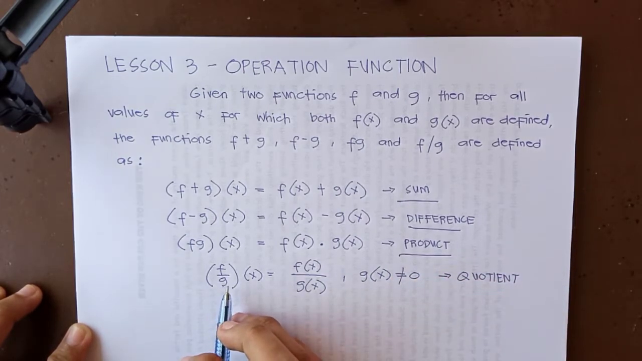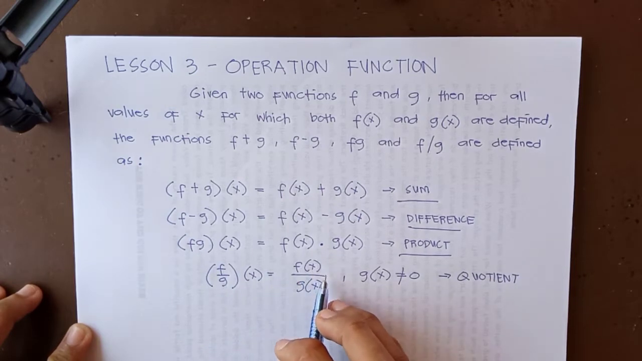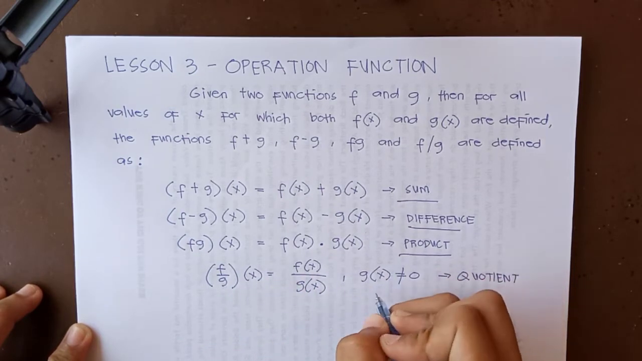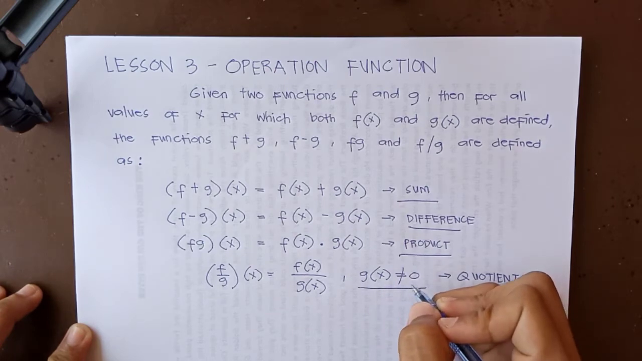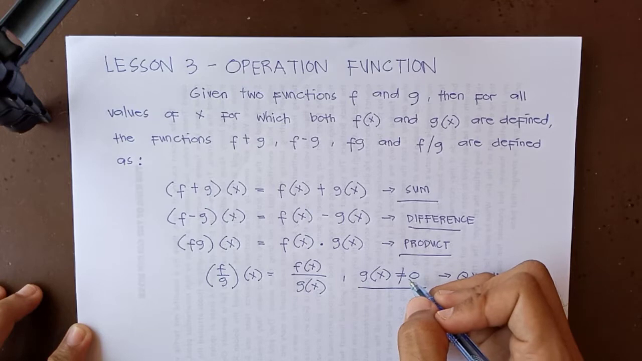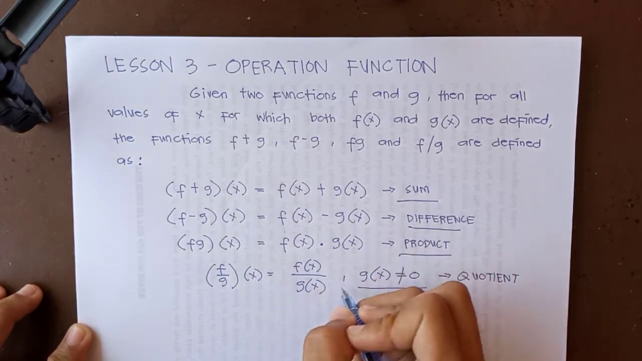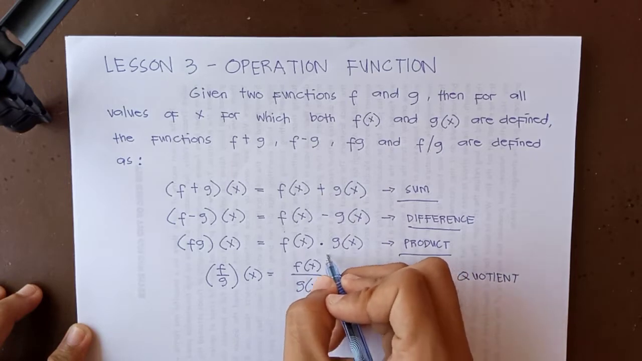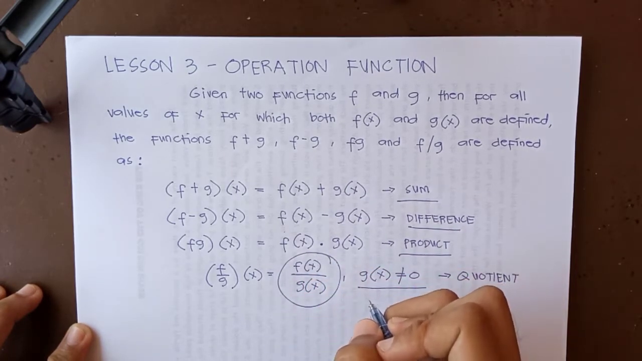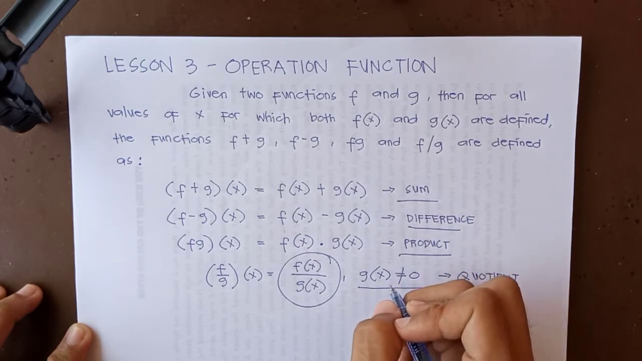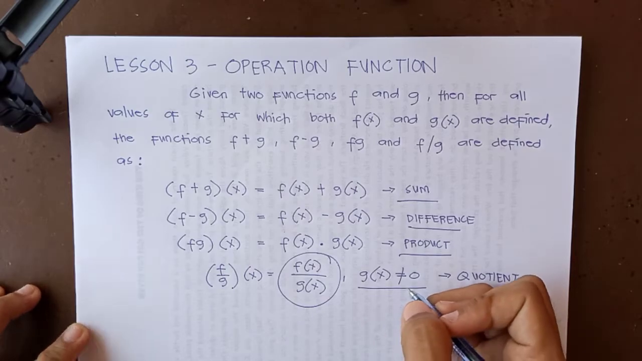And the last one, f over g of x is equal to f of x over g of x, where our g of x is not equal to 0, because if the value of g of x is 0, our function is undefined. Okay, so therefore the function g of x dapat dili siya mo equal sa 0.